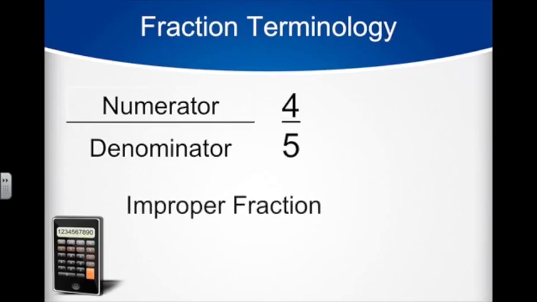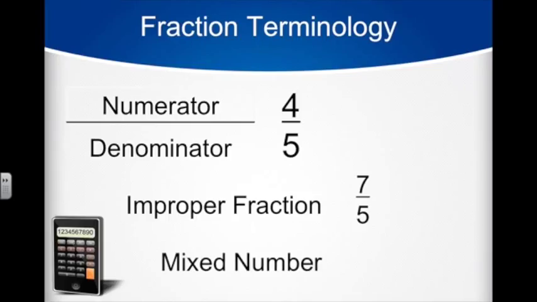An improper fraction is one where the numerator is greater than the denominator. In other words, its value is greater than 1, like the fraction 7/5. A mixed number has a whole number part and a fractional part, as in 3 and 7/9. Throughout our work with fractions, we're going to need to be able to convert between these two.